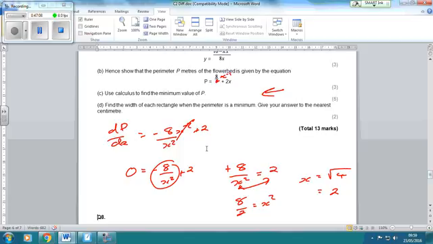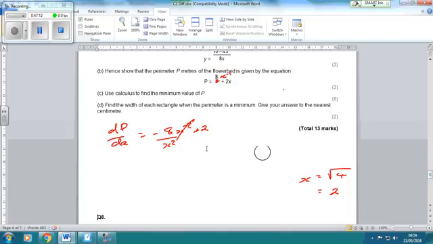So then what we do, once we know that x is 2, we've got to find the minimum value of p. And p is given to us by this thing here, so we substitute x back into it, and we get p equals 8 divided by 2 plus 2 lots of 2. So that's going to be 4 plus 4, which equals 8.